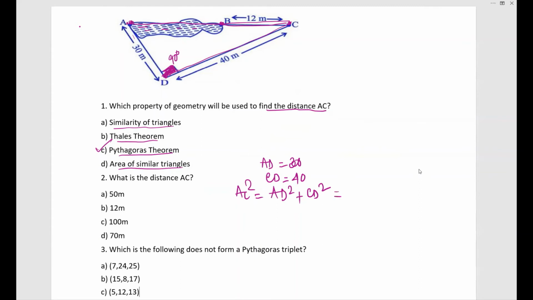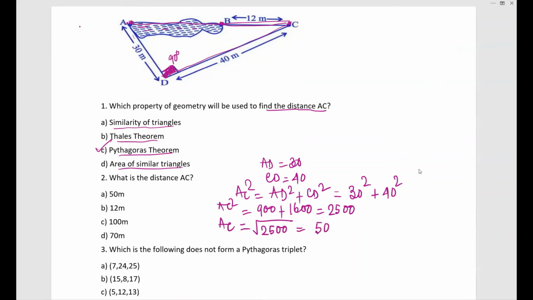So AD square means 30 square, and CD square is 40 square. You know how to find it: 900 plus 1600 will be 2500. And what will be AC? AC will be the square root of this. The square root of 2500 will be 50. Out of 2500 you take 100, and the square root of 25 is 5. So the distance of AC is 50 meters. So A is the answer.